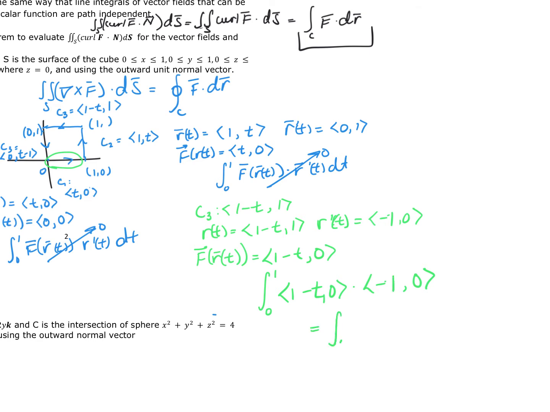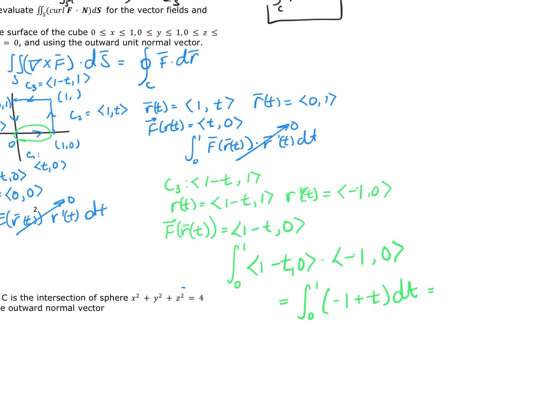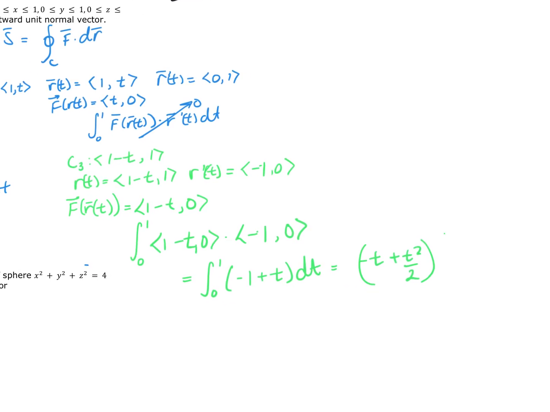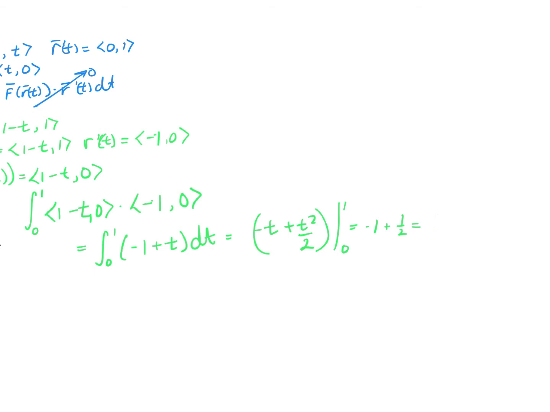And this is going to give me the integration from 0 to 1 of negative 1 plus t dt, which is going to give me negative t plus t squared over 2, evaluated from 0 to 1. So negative 1 plus 1/2 gives me negative 1/2. So I got the first one right here. I have my first answer. I'm pretty excited. And it is not equal to 0. So this is negative 1/2.